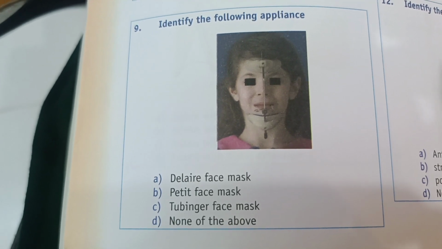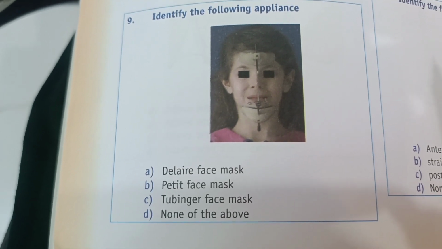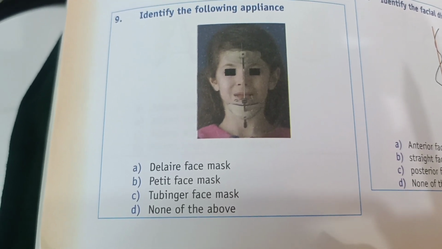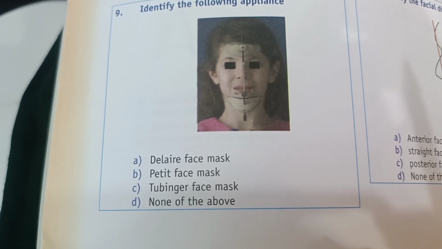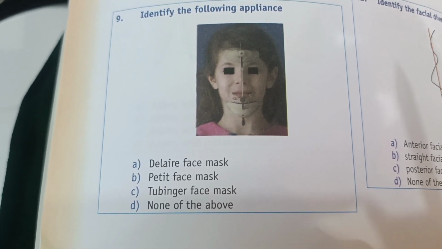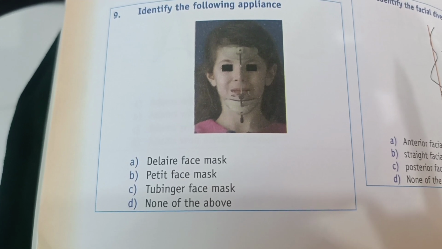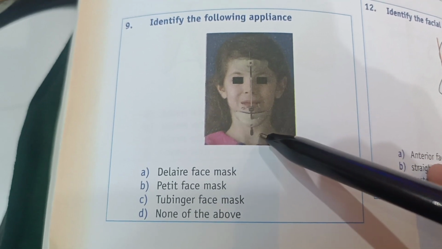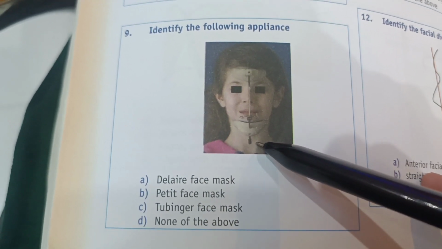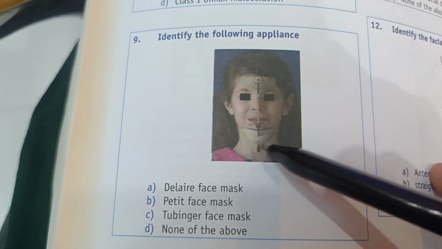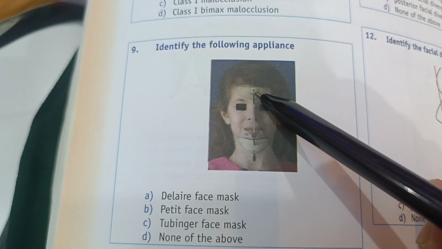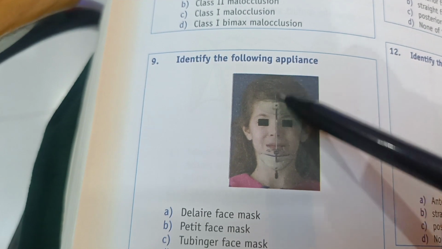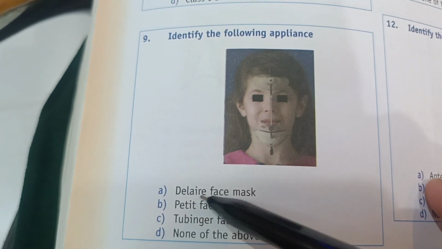Identify the following appliance. Again, it is also a kind of myofunctional appliance, and your options are Delaire face mask, Petit face mask, tubular face mask, and none of the above. The right answer is that it is a Petit type or modified Delaire face mask, so option B. Basically it contains a chin cap and a forehead cap, with a single rod running in the midline. You can see the single rod in the midline clearly. So it is a Petit face mask.